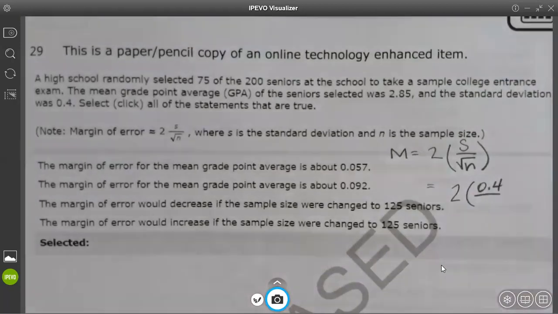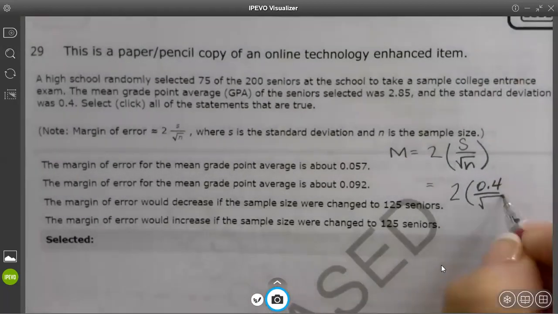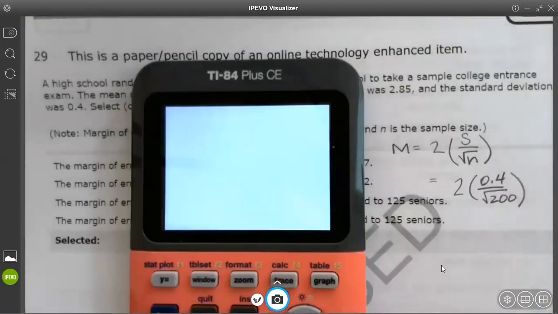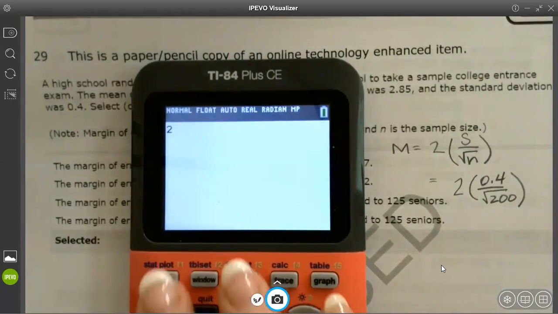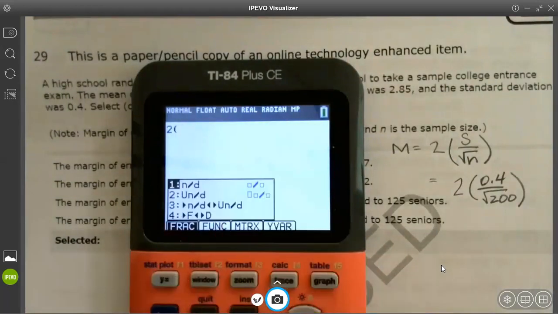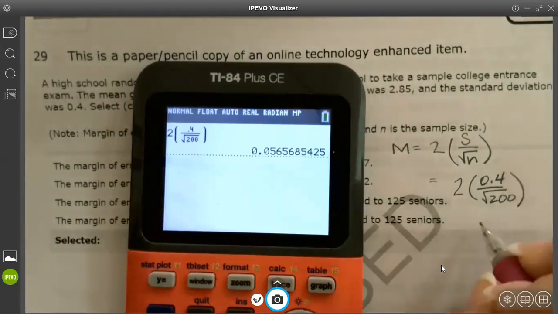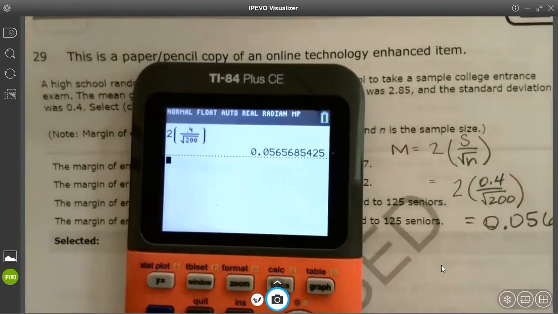What's your sample size? How many people took a survey? 200. We're going to put that in our calculator, and we get our margin of error is 0.056.